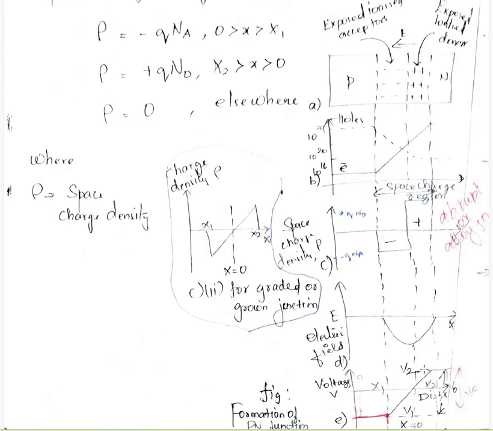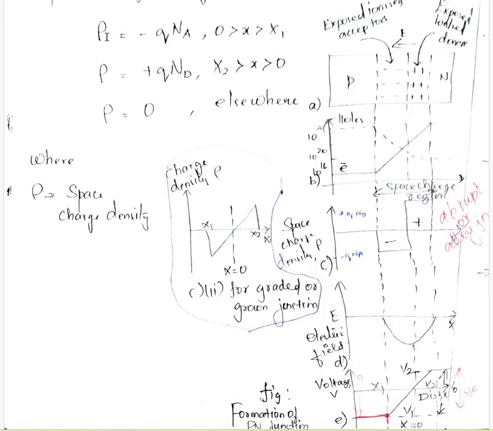So here the voltage line is like this. This point is x equal to 0 and V equal to 0. On the left-hand side, the y-axis is voltage V. So V1 at the bottom and V2 at the top. This point is x1 and this point is x2.